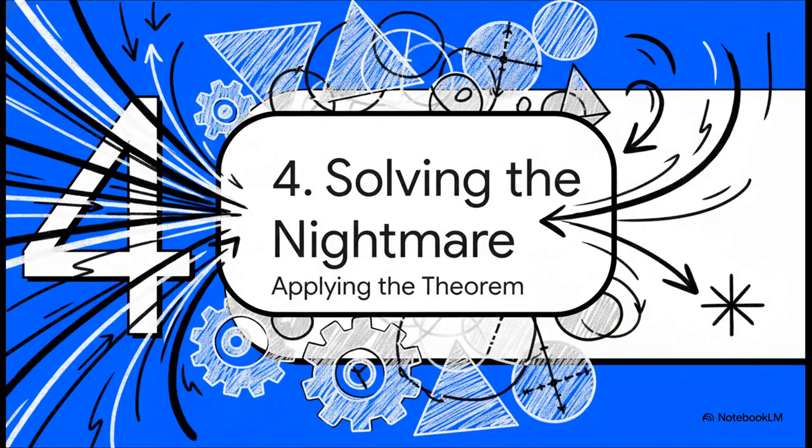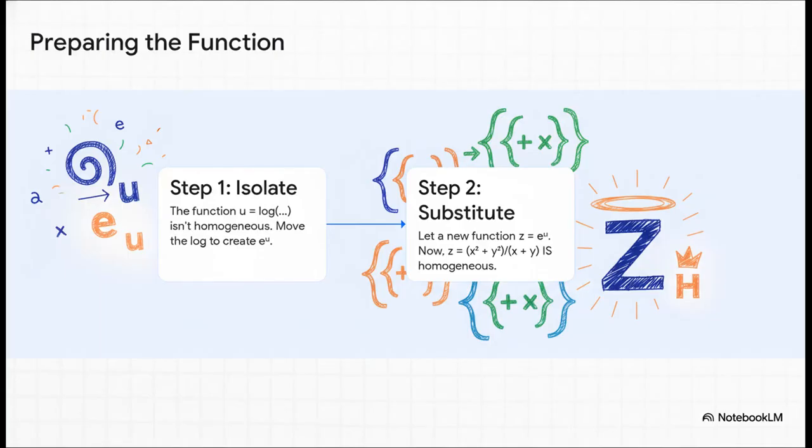Okay, theory is fun, but let's put it to work. How do we use this elegant theorem to solve that monster problem from the beginning and avoid all that tedious differentiation? All right, here's the first clever move. Our original function u isn't actually homogeneous because of that logarithm wrapped around it. But that's okay, we can fix that. We can do a little algebraic jujitsu. If we take the exponential of both sides, we can get rid of the log and create a new function, which we'll call z.